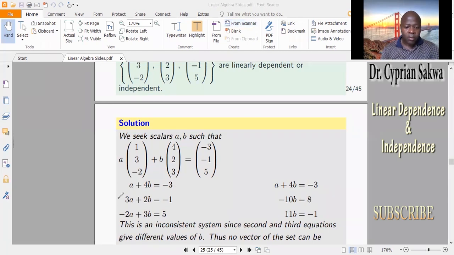Reducing to echelon form, I want a 0 in this position and a 0 in this other position. So my new row 2 will be obtained by taking the current row 2 minus 3 row 1, and my new row 3 will be obtained by taking the current row 3 plus 2 row 1. So let's just do that.